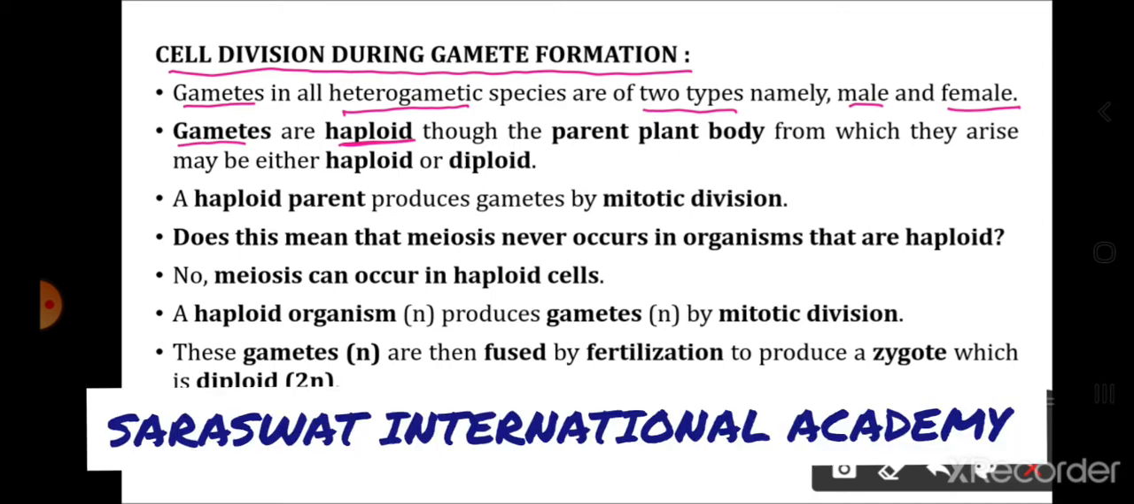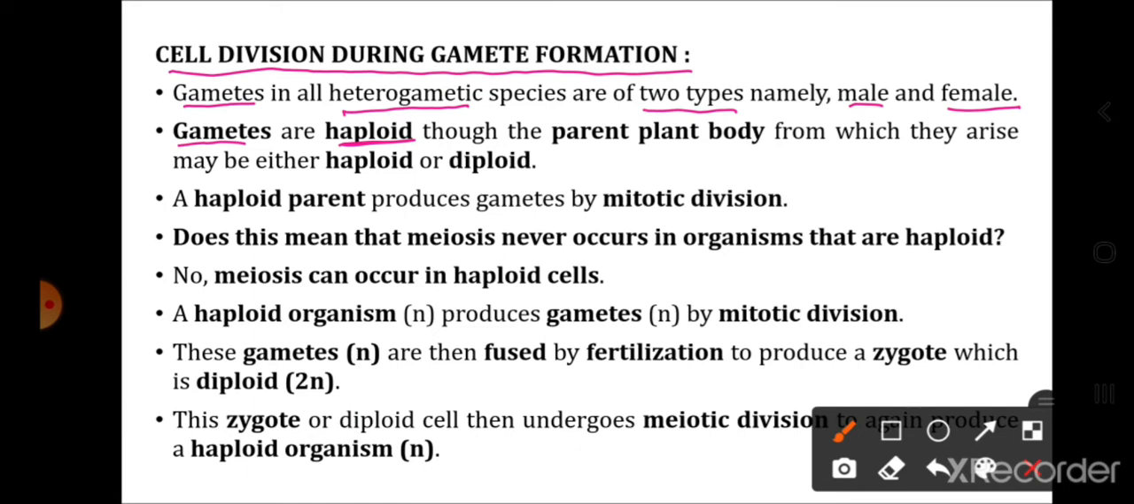But the parent body which produces the gamete, that is the organism which is going to produce that gamete, may be haploid or diploid. Gametes are always haploid, but the organism which produces them may be either haploid or diploid. Now suppose the parent body is haploid. In them mitotic division will take place to give rise to the gametes. Whereas if the parent body producing the gamete is diploid, that is containing 2n chromosomes, then in them meiotic division will always take place to form the gametes.